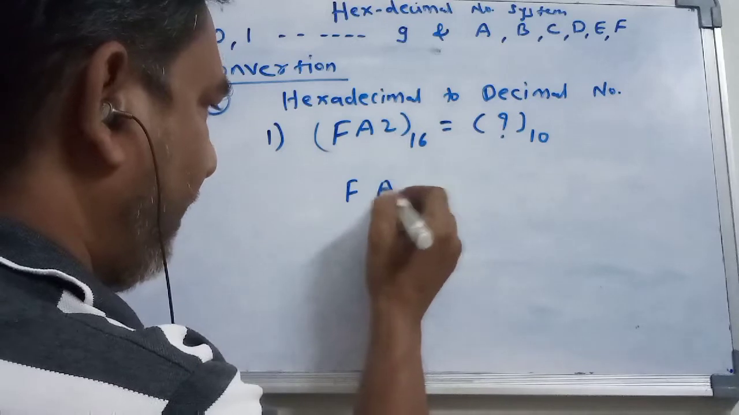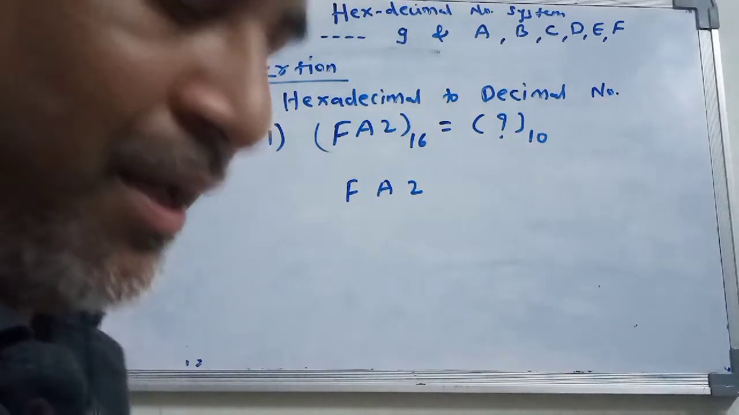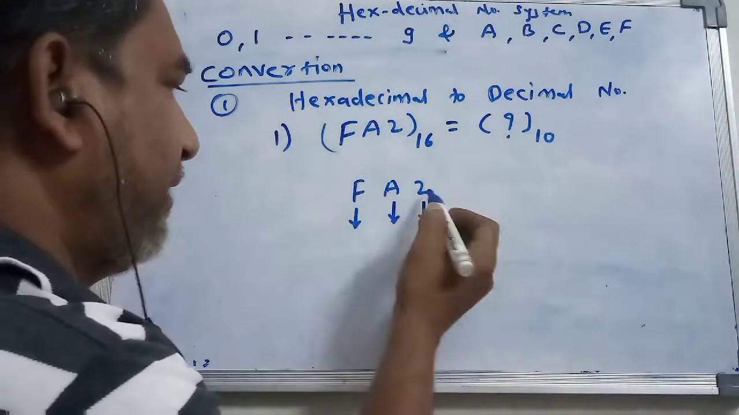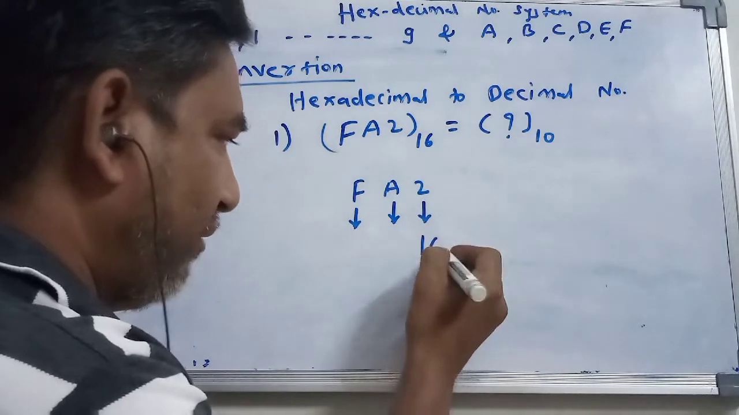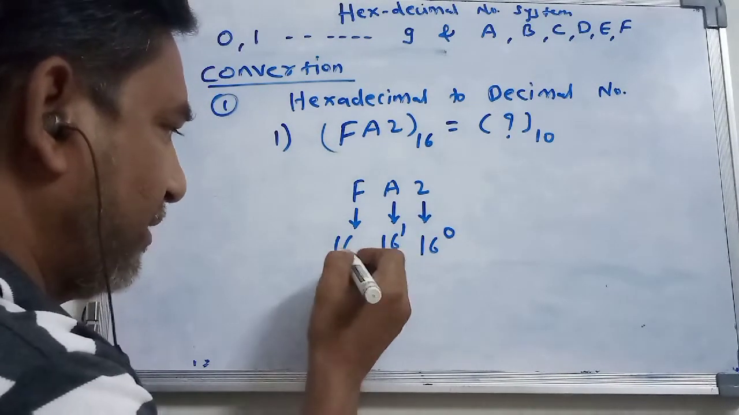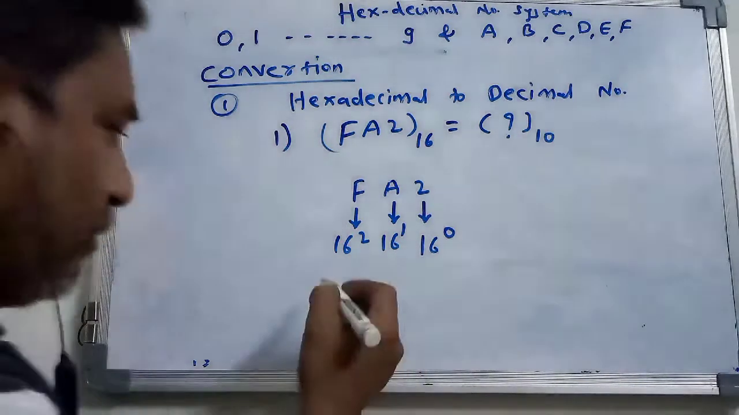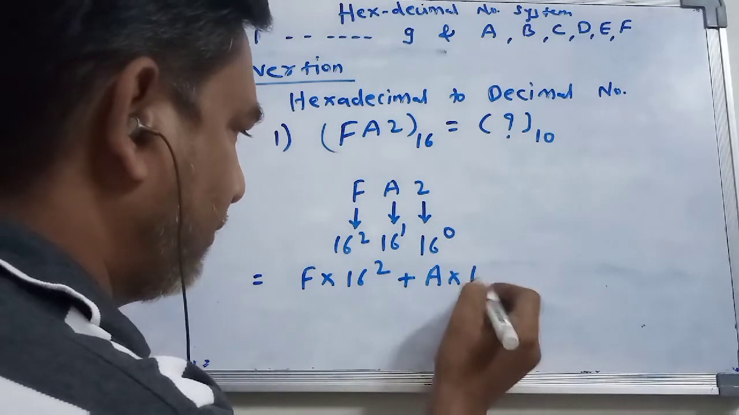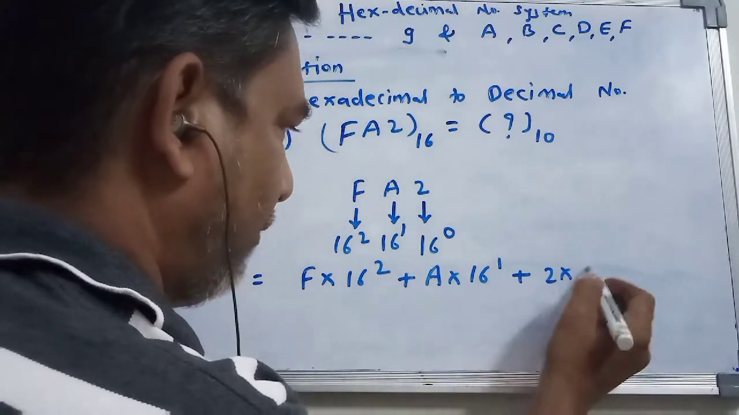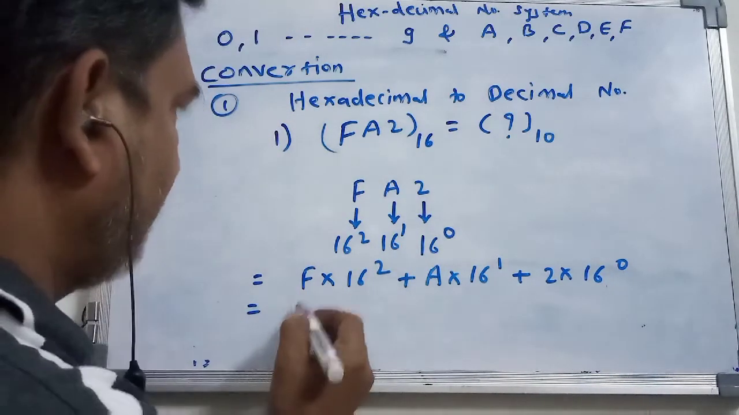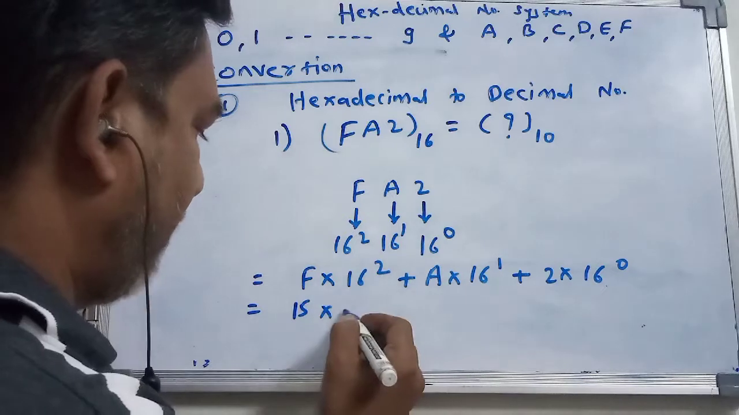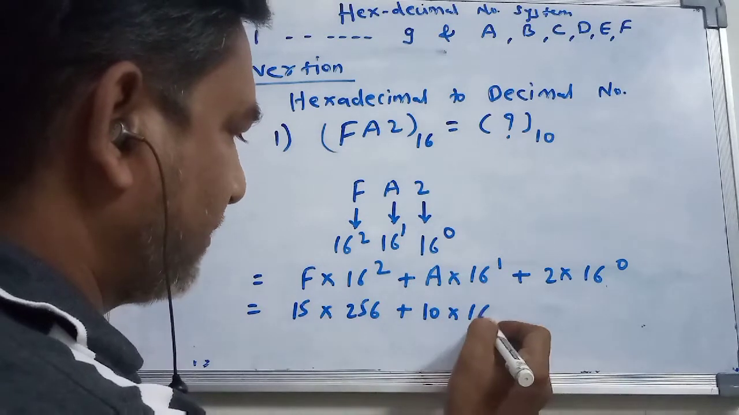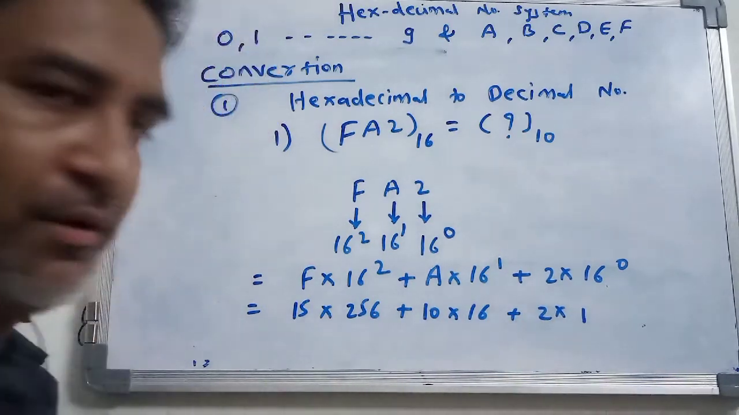Now you have to take FA2 outside. The number FA2 has the place values 16 raised to power 0, 16 raised to power 1 and 16 raised to power 2. So you write F into 16 raised to power 2, plus A into 16 raised to power 1, plus 2 into 16 raised to power 0. F in hexadecimal is 15 multiplied by 16 raised to power 2, which is 256, plus A, which is 10, multiplied by 16, plus 2 multiplied by 1.